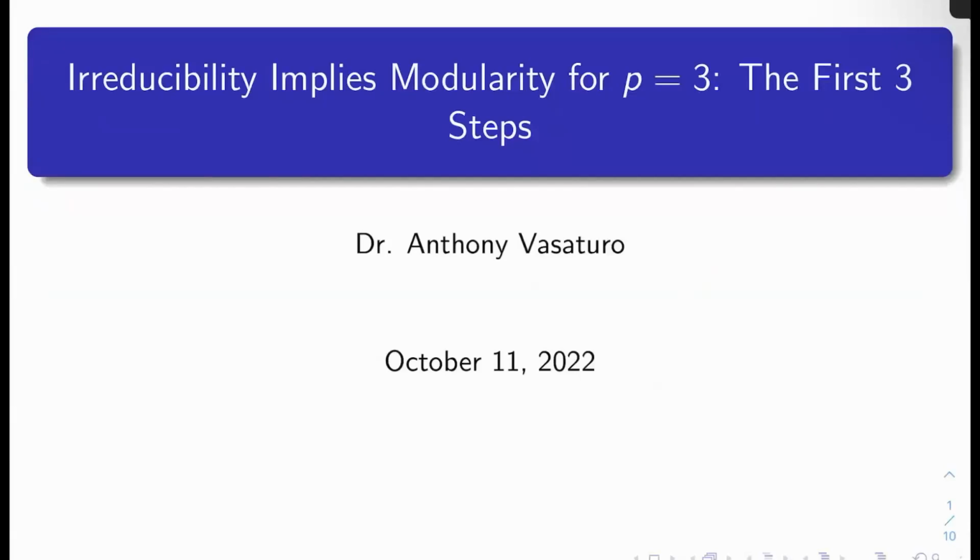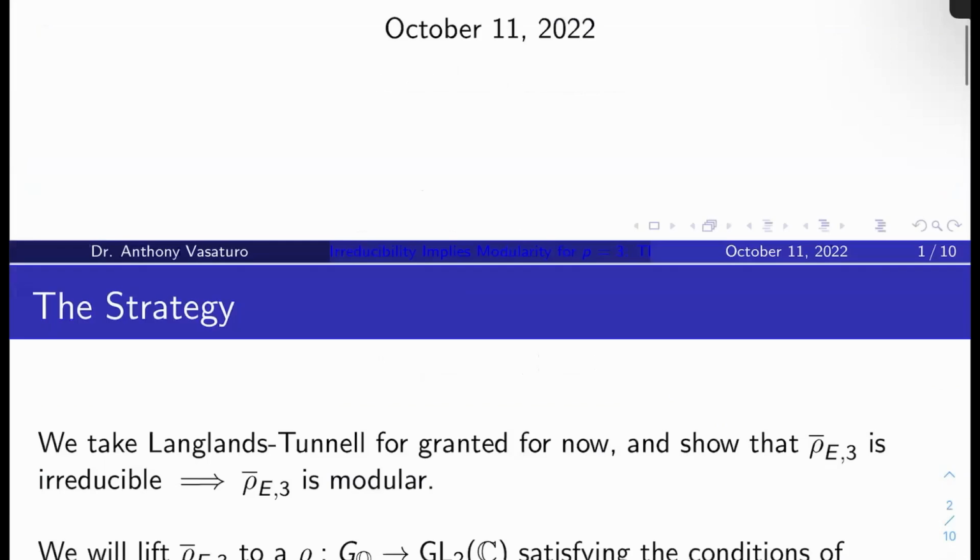Today's video will be on how irreducibility of the residual mod 3 representation attached to an elliptic curve over Q implies the modularity for that representation. And I will give the first 3 of 4 steps today to keep the video shorter. Okay, so the strategy is as follows.